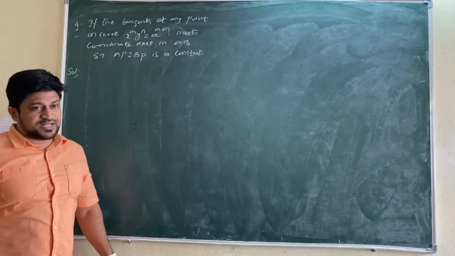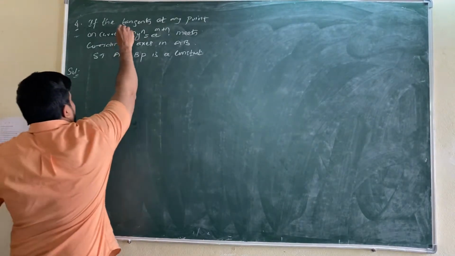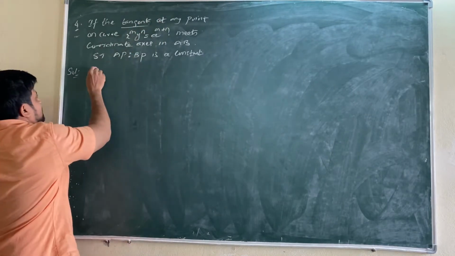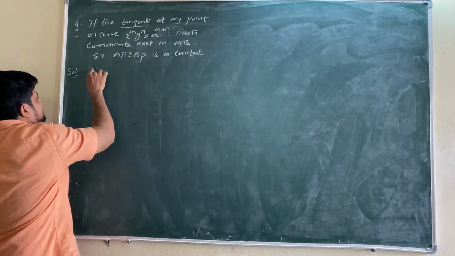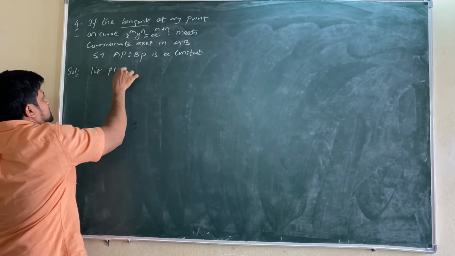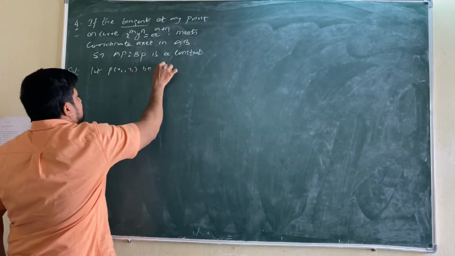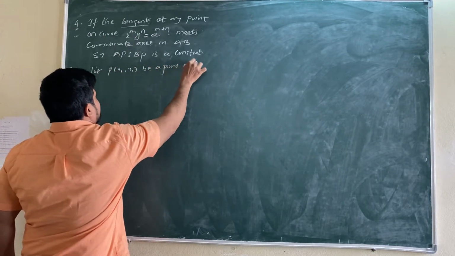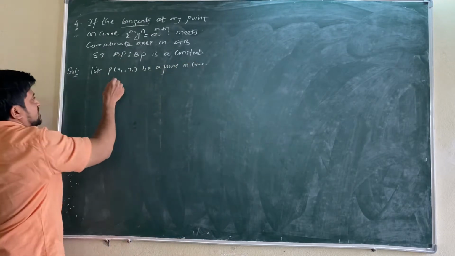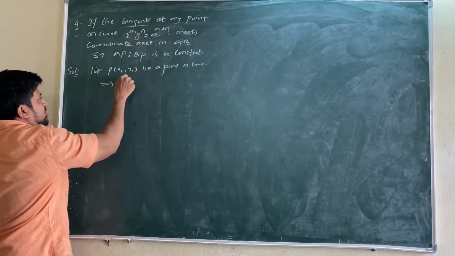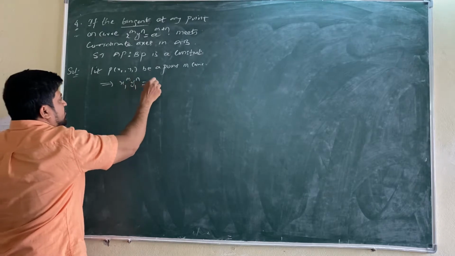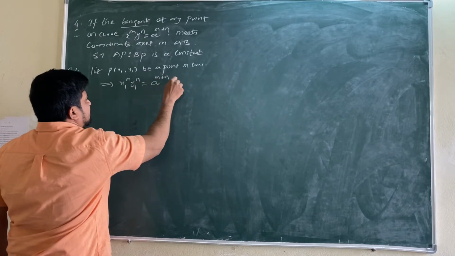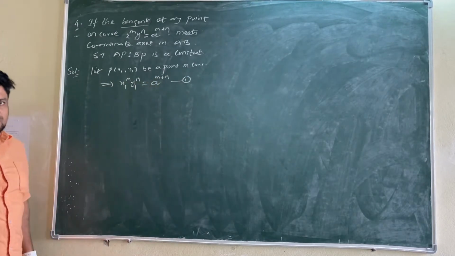If the tangent at any point, again we need to find the tangent. First you can write, let P(x1, y1) be a point on the curve. So that becomes x1^m into y1^n equals a^(m+n). That will be equation 1, like the previous question.